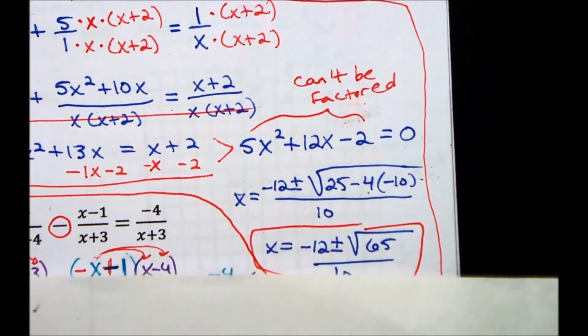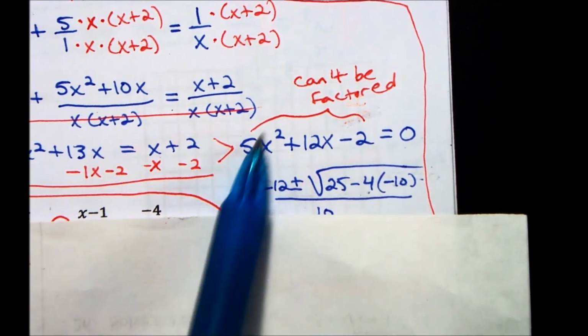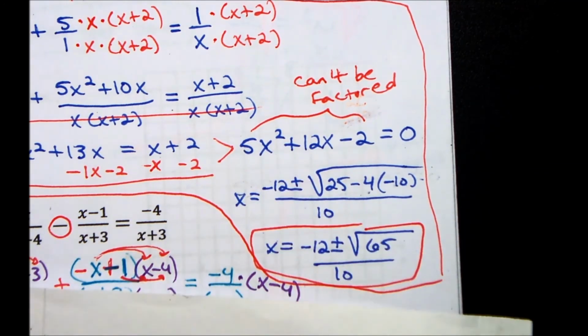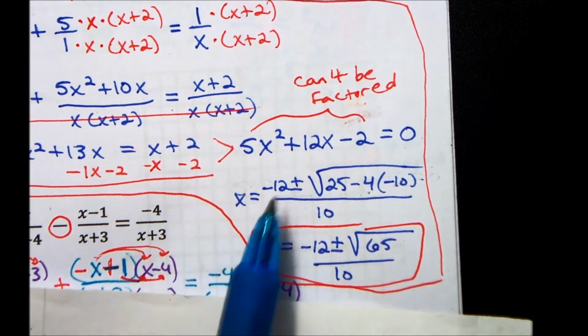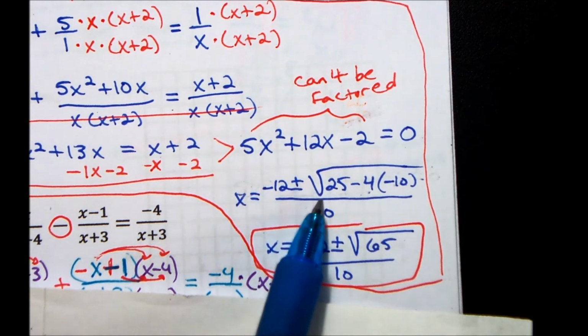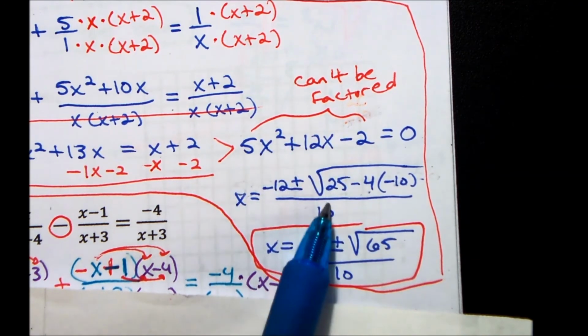All right, so now what if you get a trinomial that cannot be factored? If you get something that cannot be factored, then you have to use the quadratic formula. Is it possible that you could have a problem with the quadratic formula? Absolutely. So your quadratic formula, negative b plus or minus the square root of b squared.